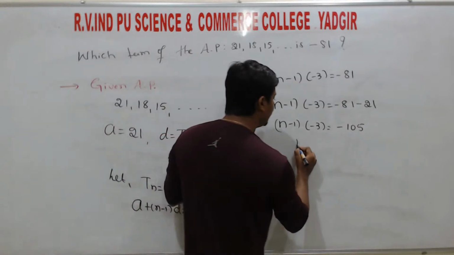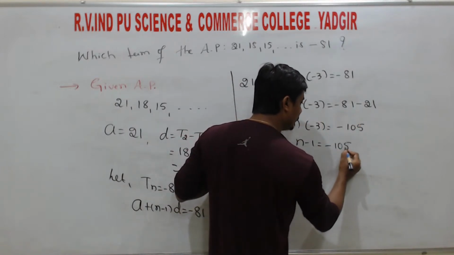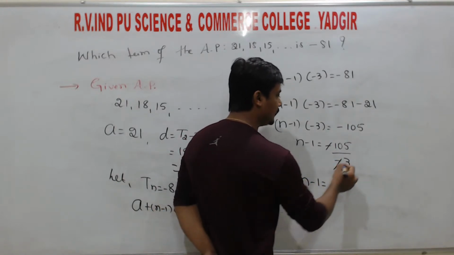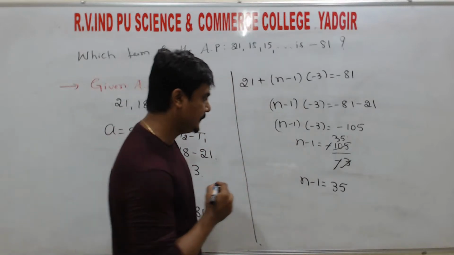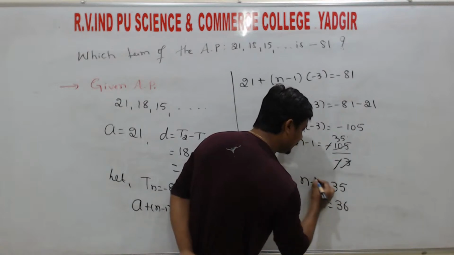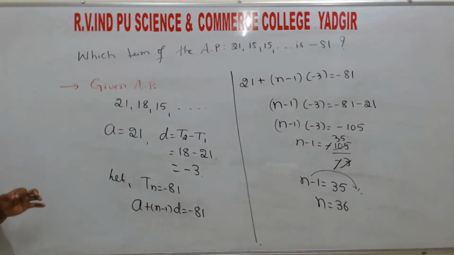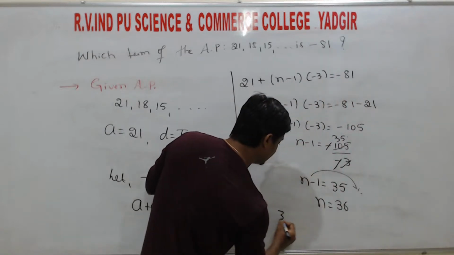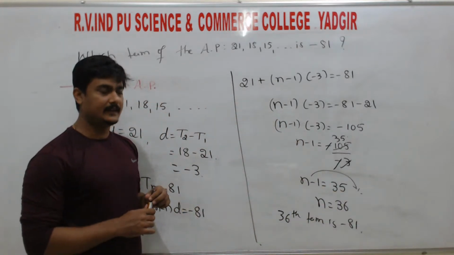So n minus 1 into minus 3 is equal to minus 81 minus 21, which is minus 105. Is it not? So this minus 3 is multiplied with this n minus 1. If I shift it, it will be divided. So minus 105 divided by minus 3. Minus and minus cancel out. So we get n minus 1 equal to 35. So n equals 35 plus 1, which is 36. So we get the n value as 36. This is the solution. So finally we will mention the conclusion. 36th term is minus 81. Okay, is that clear?